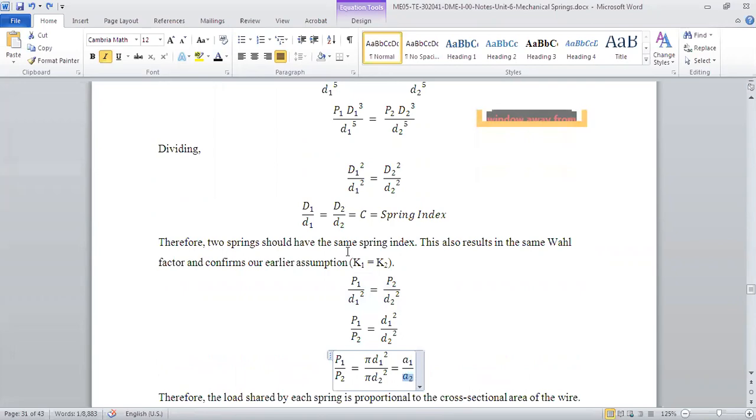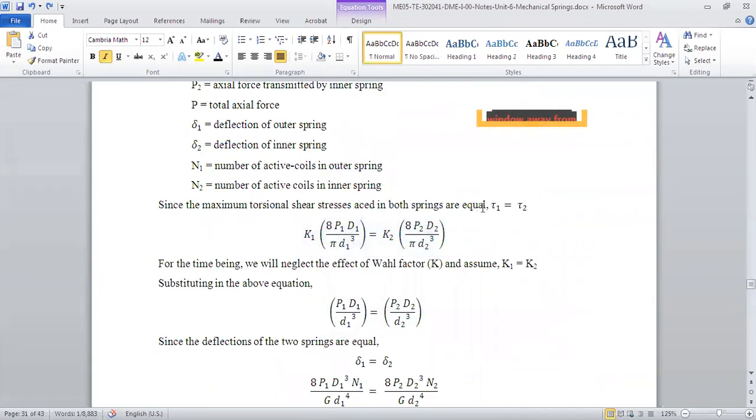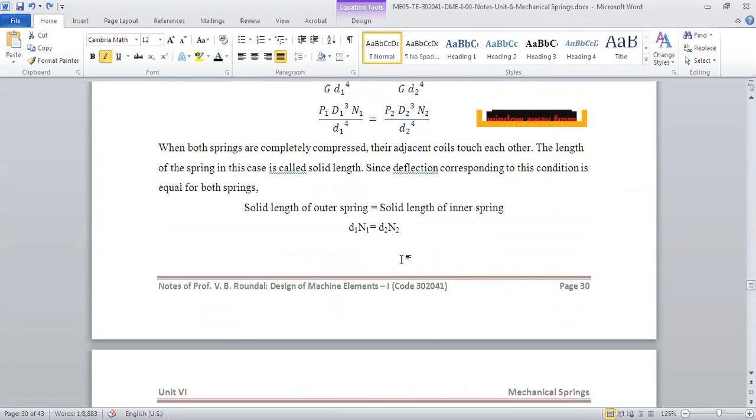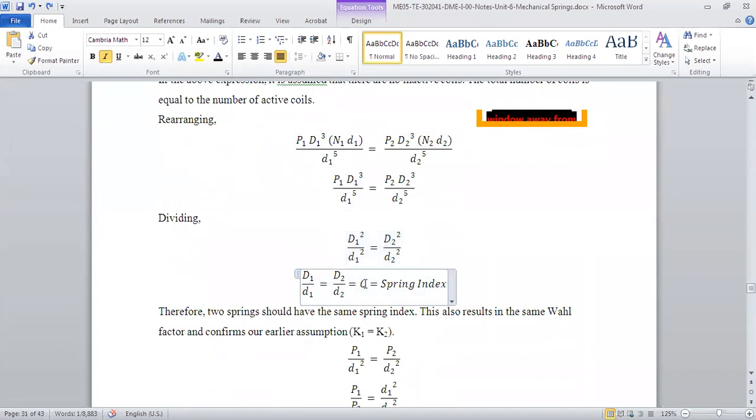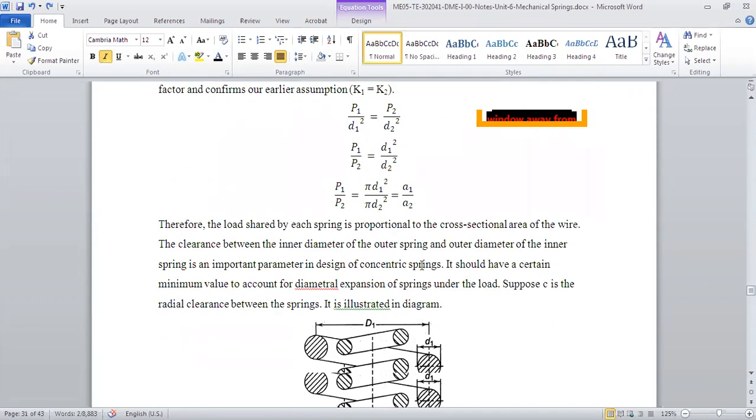So at the end of this, by comparing the shear stresses and by comparing the deflections, the solid length of both springs is the same, the spring index of both springs is the same, the wall factor of both springs is the same, and the load shared by each spring is proportional to the cross-sectional area of the wire.